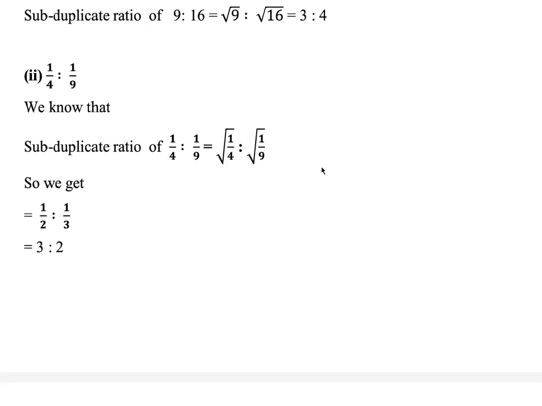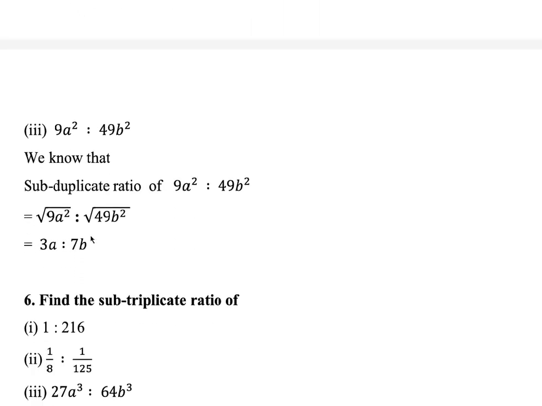Come to the next problem. 1/4 is to 1/9. So what we have to do to come to the sub-duplicate ratio? Just root of both sides. So root over 1/4 is to root over 1/9. That comes to 1/2 is to 1/3. That comes to 3 is to 2.